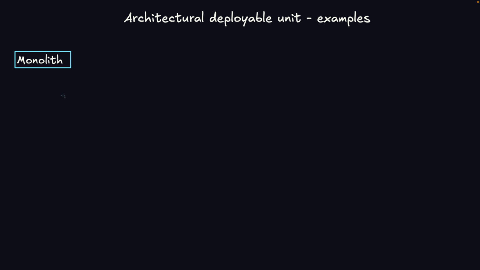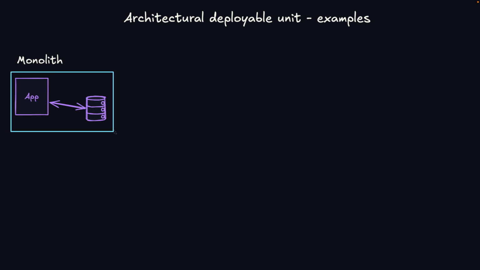In monolith architecture, we normally have just one deployable unit. It doesn't mean we just have one component. It just means that we deploy them together. In this example, we have two components, which are the application and the database. But this is still considered as one architectural deployable unit because whenever we want to make any meaningful business change, we probably need to change both the application and the database. So this is why this is considered as one architectural deployable unit, even though it has two release components.